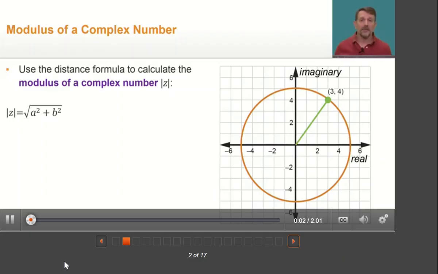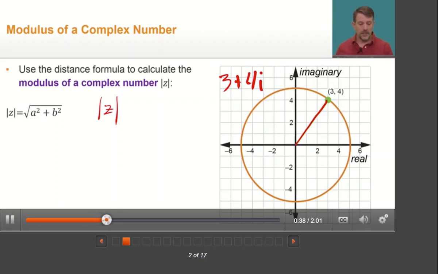We define the absolute value of a complex number, z, as the distance of the point from the origin. The absolute value of a complex number is the modulus, or the magnitude. As with any distance between points on the coordinate plane, we can use the distance formula to calculate the absolute value of z. Here we have 3 plus 4i on the complex plane.